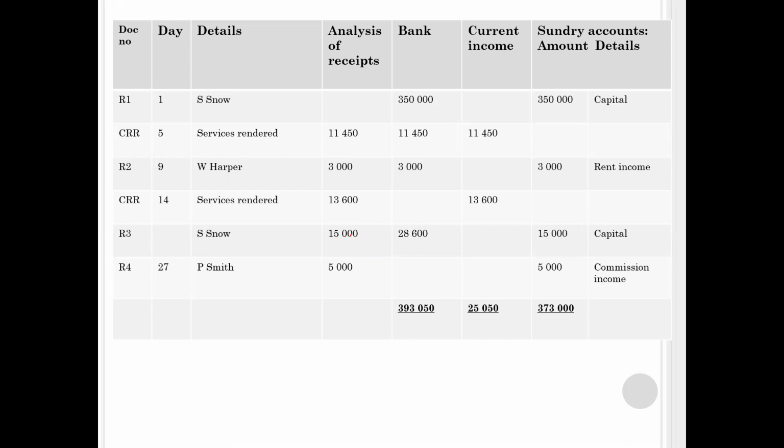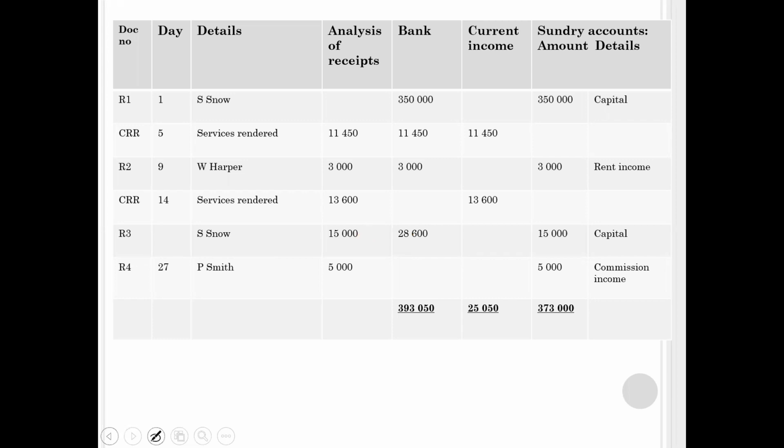You need to say for what is the 15,000. It is for capital. There's not a capital column at the top, so you take it to sundry accounts. But remember now with bank, there are 2 transactions on the 14th. You need to add them up, and the total you're going to take to bank, and that is 28,600. So again on the 14th, 2 transactions there, but bank you only do at the end of the day. So you add up the 2 transactions amounts and take the total to bank.